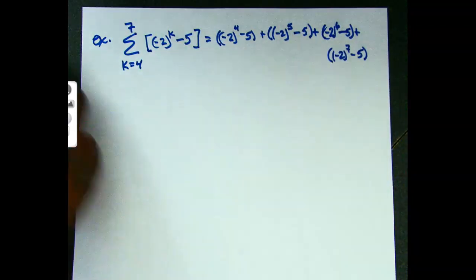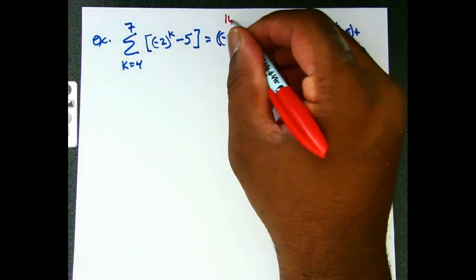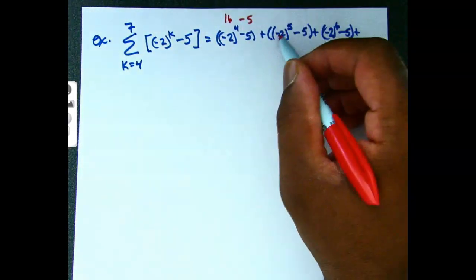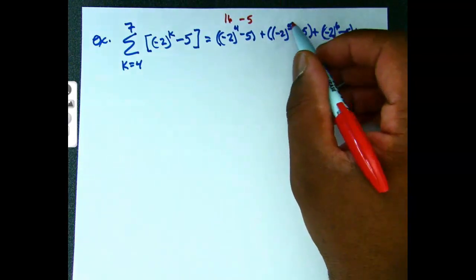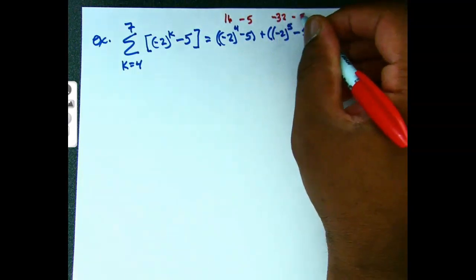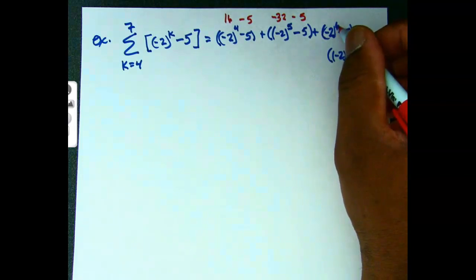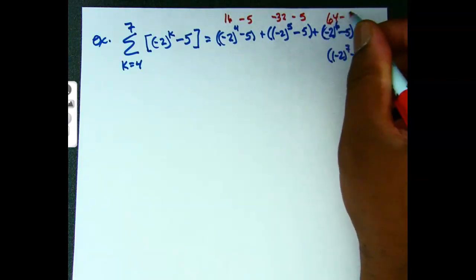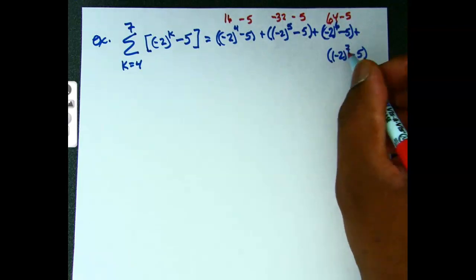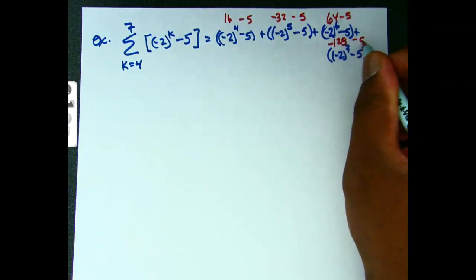Okay, so now when we evaluate these, well, negative 2 to the 4th is a positive 16. So here we're going to get 16 minus 5. Negative 2 to the 5th. Exponent is odd, so that would be negative 32 minus 5. 2 to the 6th is 64. Exponent is even, so it'll be positive 64 minus 5. And then 2 to the 7th is 128. Exponent is odd, so it'd be negative 128 minus 5.